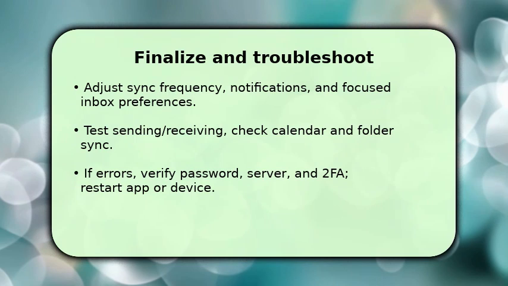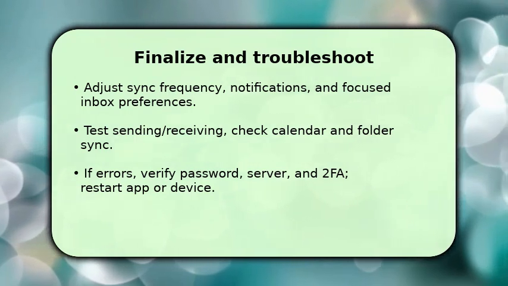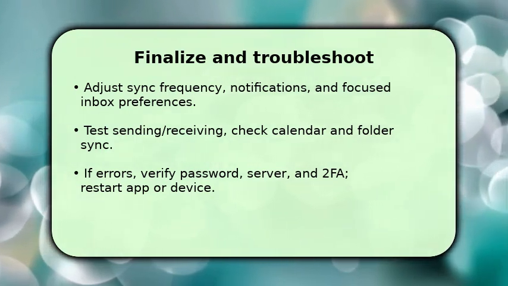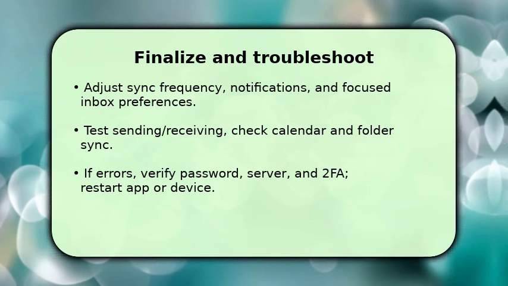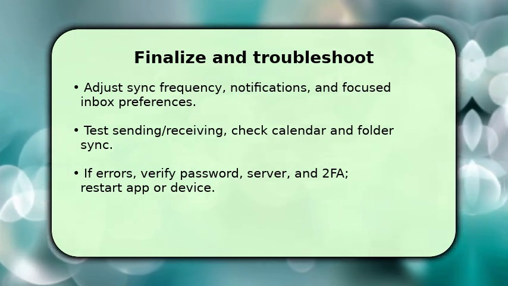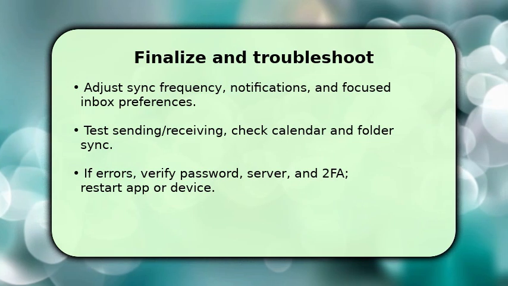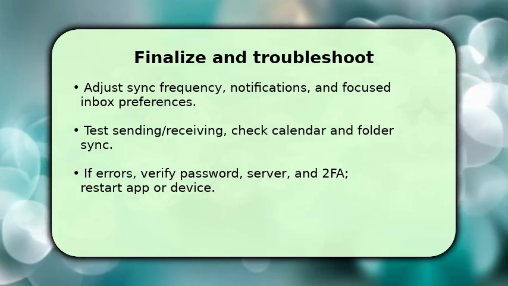You finish by customizing sync frequency, notification style, and focused inbox so the app behaves how you want. Once configured, send a test message and confirm incoming mail and calendar entries appear. Check folder sync for archived mail.